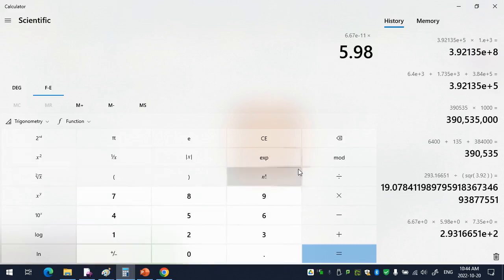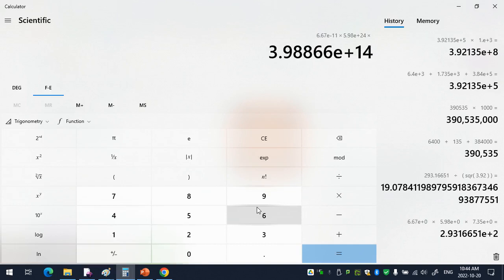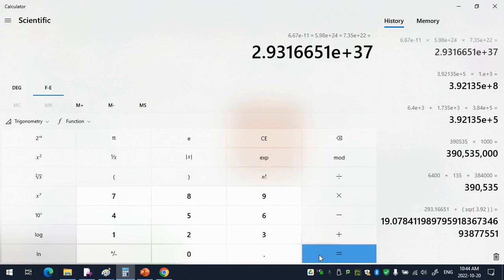5.98 exp 24 times, what was it? Mass 7.35 exponent 22 equals. All of this is the top, G m1 m2. Now I'm going to divide it by what? What do you divide by? Distance squared. So I'm going to have to use a bracket.